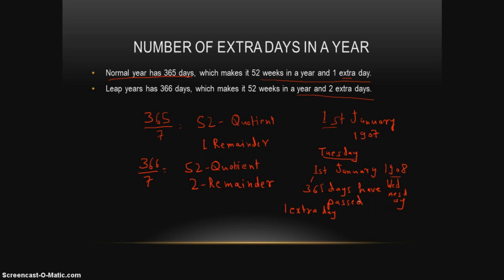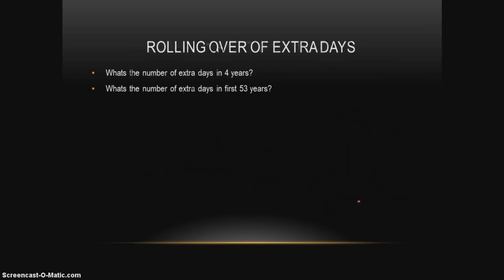Okay. So now with this knowledge, let's move to the next concept. The concept of rolling over of extra days can be summed up in these two problems: what is the number of extra days in the first 4 years, that is from 1800 to 1803, and what is the number of extra days in the first 53 years? The solutions to these two problems illustrate the concept of rolling over of extra days.